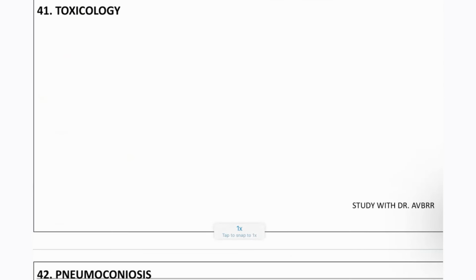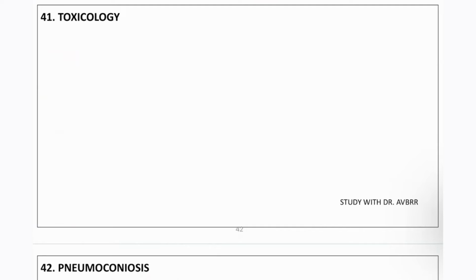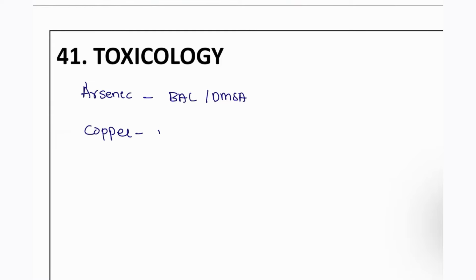Next, moving on to toxicology, guys. In toxicology, you have to take note of the antidotes. Okay, antidotes are very commonly asked in the examination. What is the antidote for the metals? Let's see, arsenic. So here you are going to give British anti-Lewisite, BAL, or also DMSA can be given for this. Next, copper, DMSA, for copper also we are going to use DMSA.